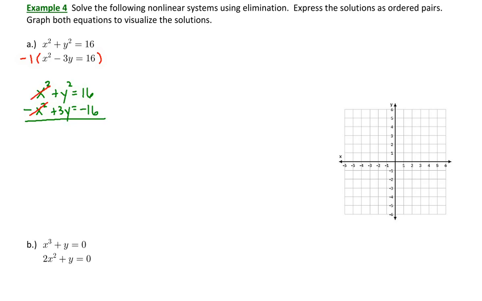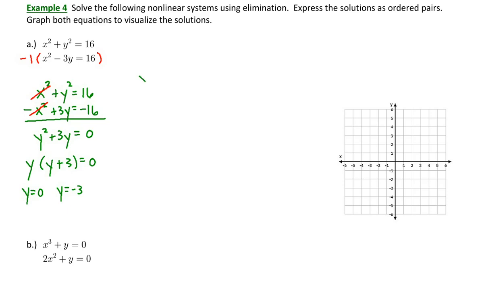Moving on to the next spot, we have y squared plus 3y. Those are not like terms, so I can't combine them. I'm just going to write them side by side, y squared plus 3y. And on the right side, we have 16 plus negative 16 equals 0. So now we've whittled this down to a single equation in one variable. This is a quadratic equation in y, and we can solve it by factoring. Let's take out the GCF of y. That leaves behind y plus 3 equals 0, and so I have two possible y values, y equals 0 and y equals negative 3.